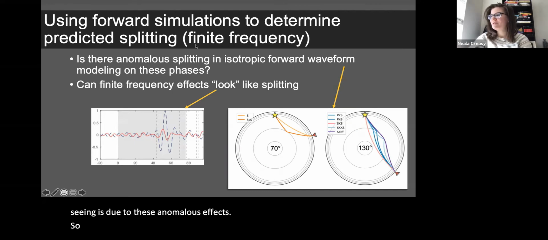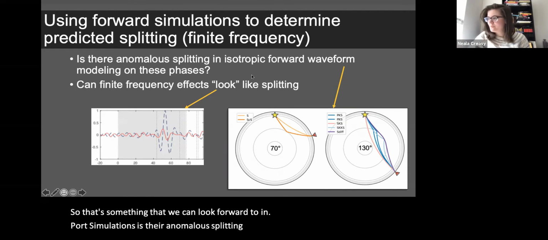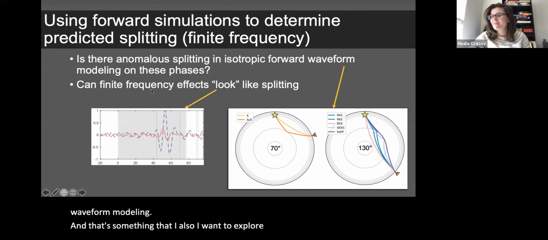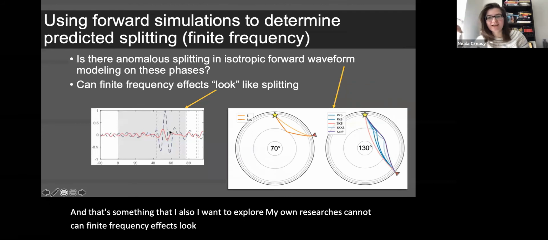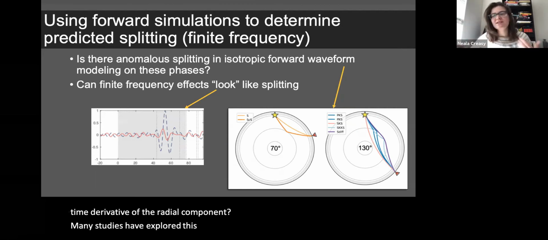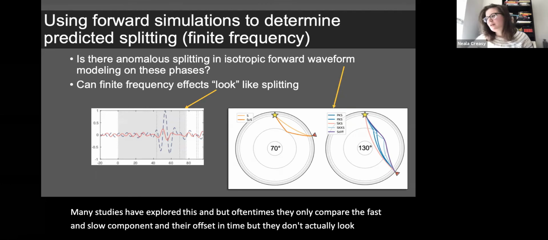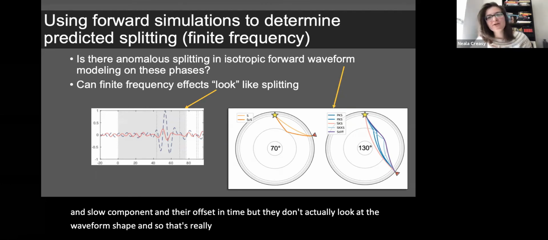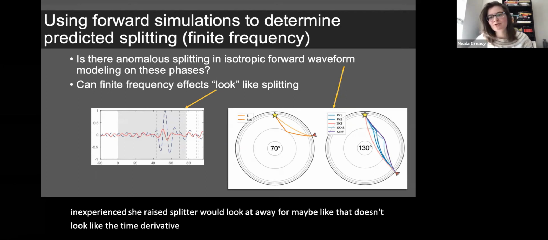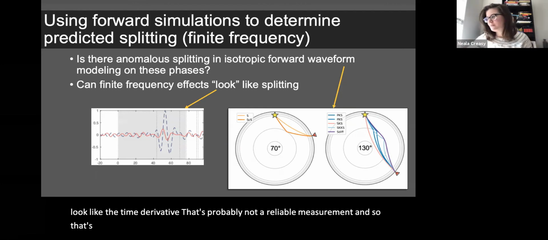So that's something that we can look forward to in forward simulations: is there anomalous splitting in isotropic forward waveform modeling? And that's something that I want to explore in my own research: can finite frequency effects look like splitting? Do they look like the time derivative of the radial component? There are many studies that have explored this, but oftentimes they only compare the fast and slow component and their offset in time, but they don't actually look at the waveform shape. And that's really important to take into account, because an experienced shear wave splitter would look at a waveform and say, that doesn't look like the time derivative. That's probably not a reliable measurement. And so that's why it's important to constrain these differences.